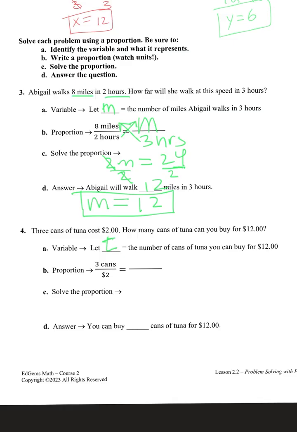So it says set up your proportion. So in this situation, we know that 3 cans of tuna cost $2. Okay. And then so our proportion is 3 cans of tuna over $2 is equal to how many cans? We don't know. So we're going to say T for tuna, cans of tuna. Again, my stylus isn't working. Kind of give me some fits and starts here. Try this again. T for tuna. And how much money are we spending? $12.